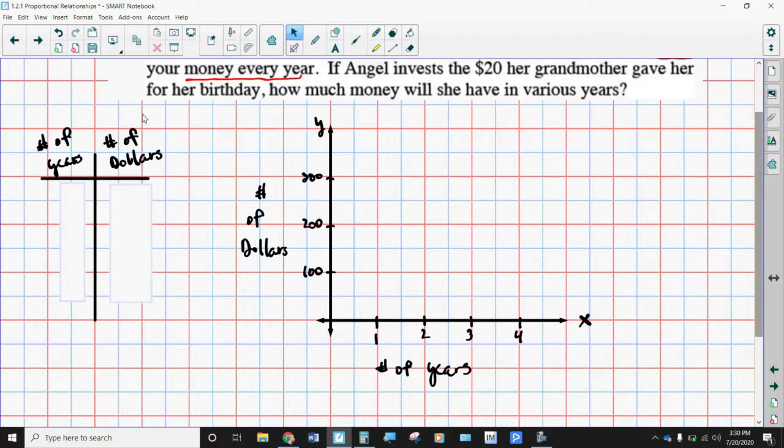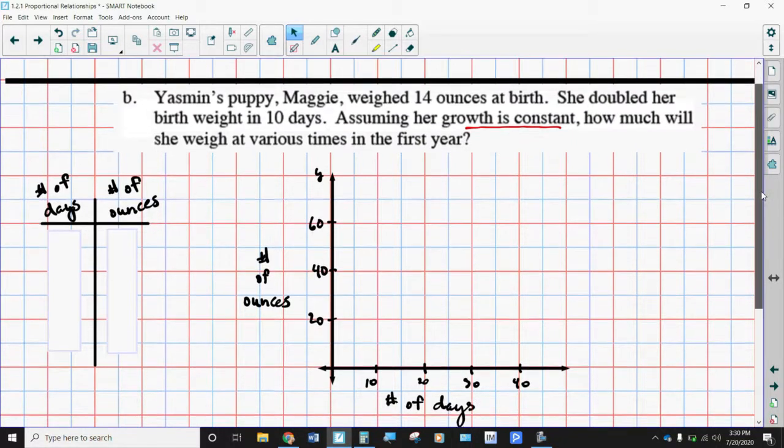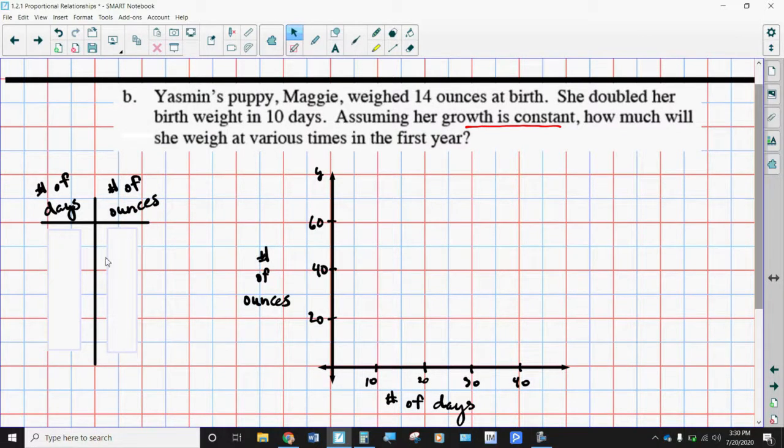Okay, so go ahead and read through problems B and C, create a table of values like you see here, set up your graph like you see here, and then start filling in, based on what you read here, what you believe are the ordered pairs that would fit this situation, okay? Now, I do want to stress something. Assuming her growth is constant, that means it changes by the same amount every unit of time. So in this case, she was 14 ounces at birth. That is, on day 0, she's 14. So I'll give you that piece right there.